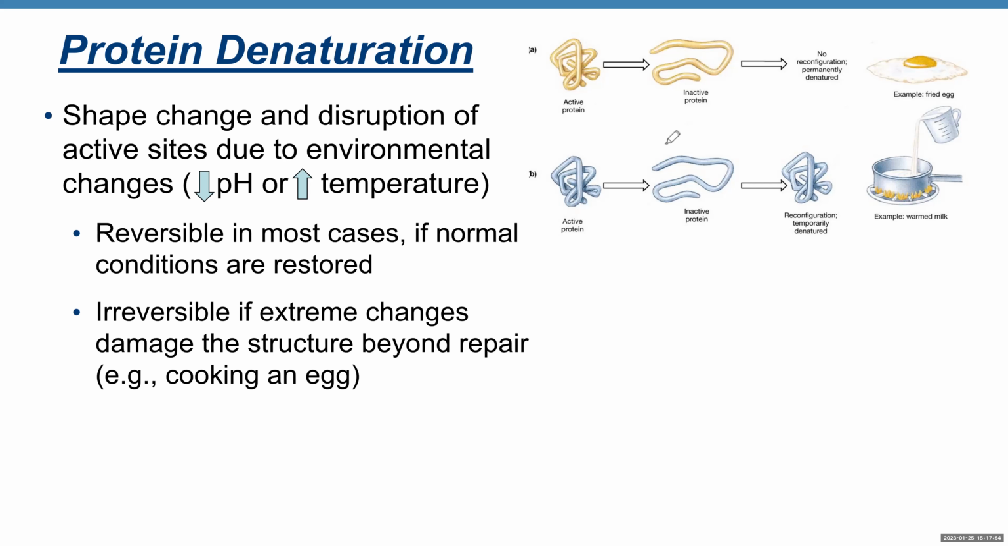Well, denaturation can be reversible and irreversible. Reversible is in most cases if normal conditions are restored. Irreversible if extreme changes damage the structure beyond repair. For example, if you're cooking an egg, right? So this white part is made of albumin, so that's a protein. You can see how it is different from raw egg, and there is no way you can reverse it back.